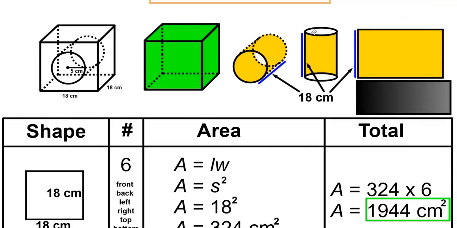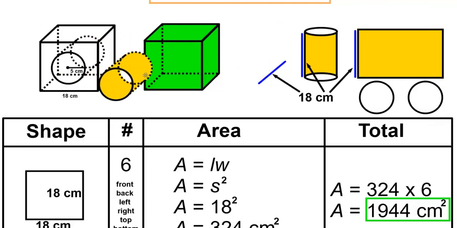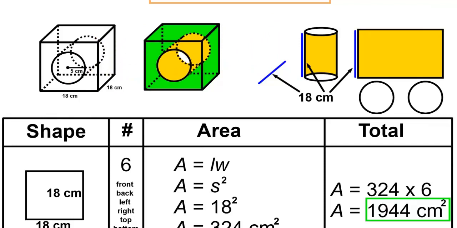When we open up the cylinder, we have a circle here and a circle here. Now these circles represent holes in the cube, here and here. So we'll have to find the area of these circles and subtract.